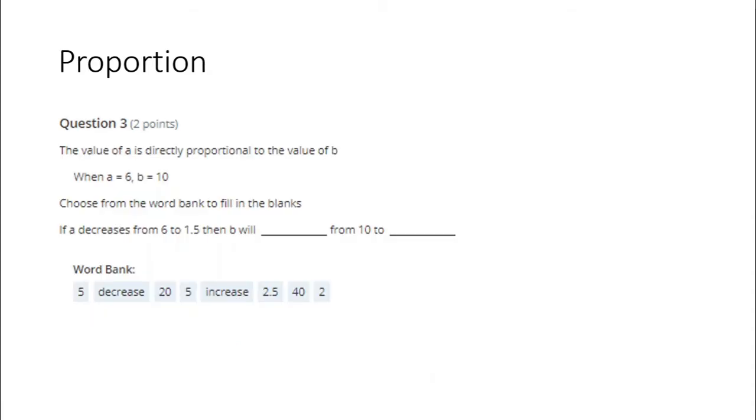Next question, again a proportion question. We're told that the value of A is directly proportional to the value of B. So once again, we know that one value is some multiple of the other value. And seeing that B is the bigger value, I'm going to say that B is some multiple of A.